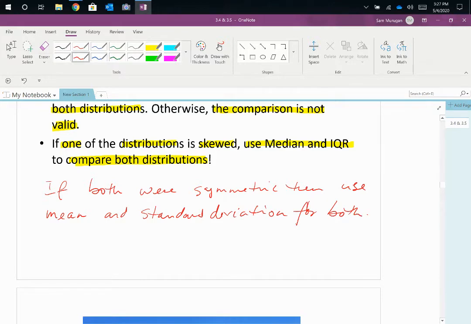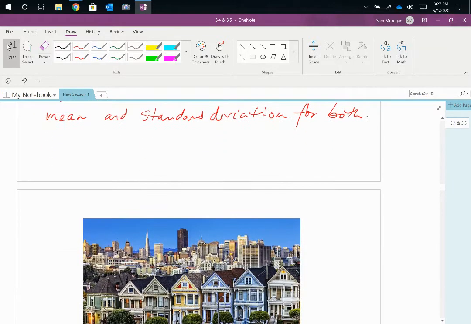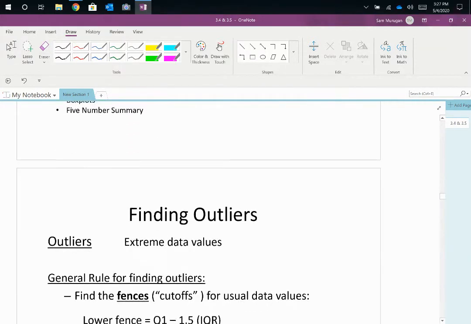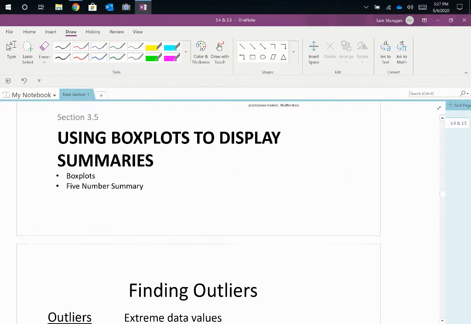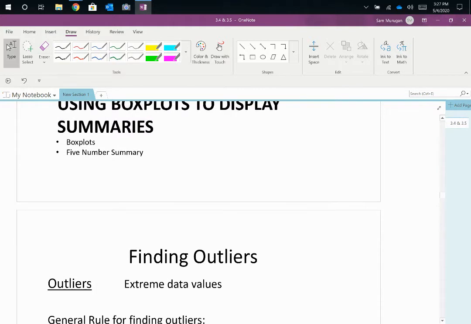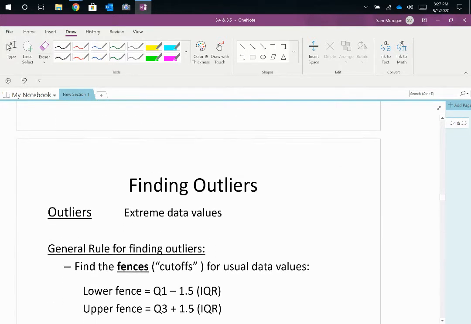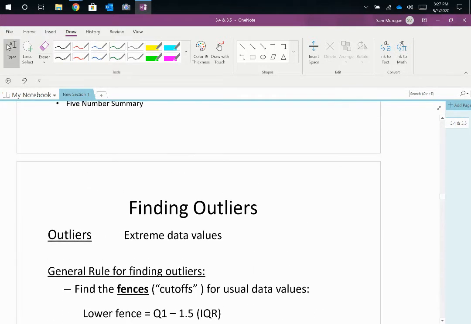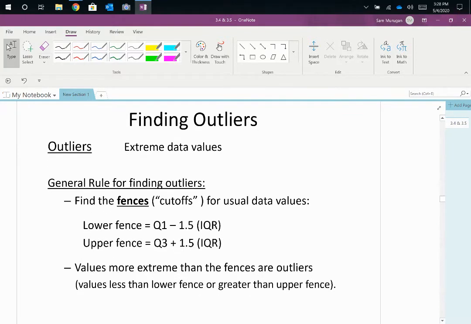But the fact that you have one skewed means you have to go with the median and IQR. And next we're going to merge right into chapter 3.5 and talk about outliers and box plots. Outliers are simply extreme data values.